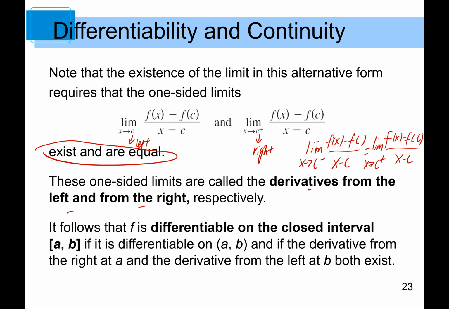It follows that f is differentiable on a closed interval [a, b] if it is differentiable on (a, b), and if the derivative from the right at a and the derivative from the left at b both exist.